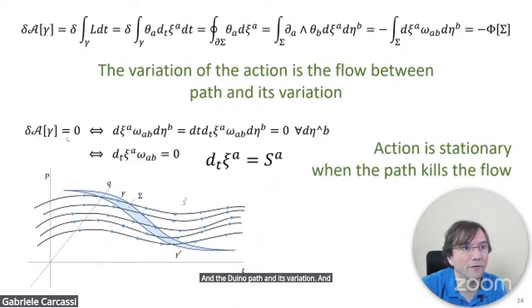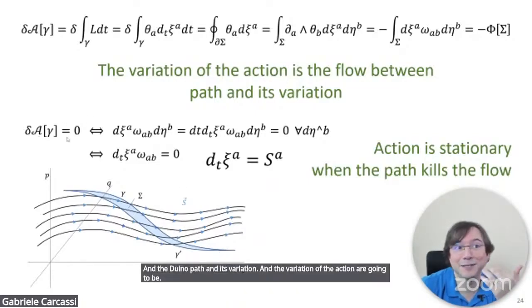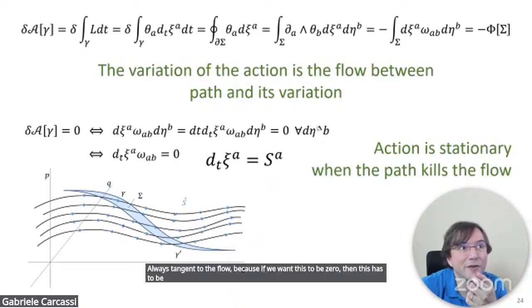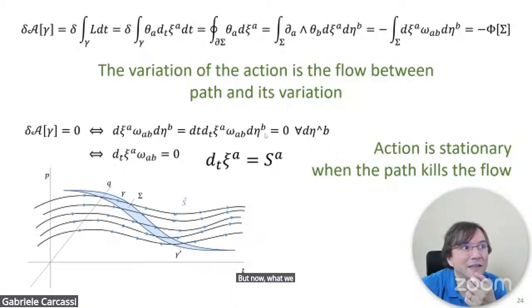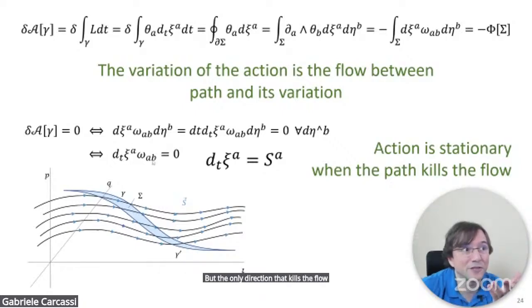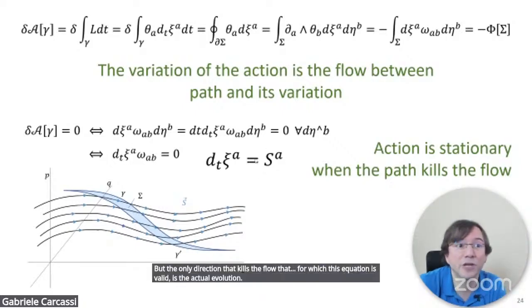And the variation of the action is going to be zero if and only if we have a path that is always tangent to the flow. Because if we want this to be zero, then this has to be zero for every variation, which means for every one of these. But now, if this part here has to be zero no matter what this is, then this part here has to be zero. But the only direction that kills the flow, for which this equation is valid, is the actual evolution. So you can recover all of that.